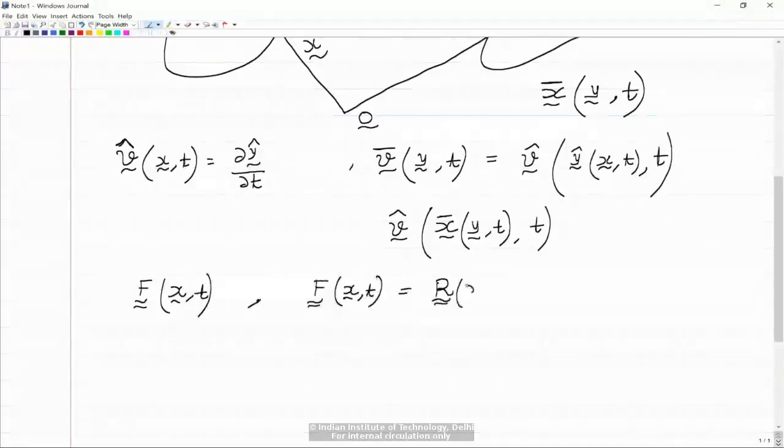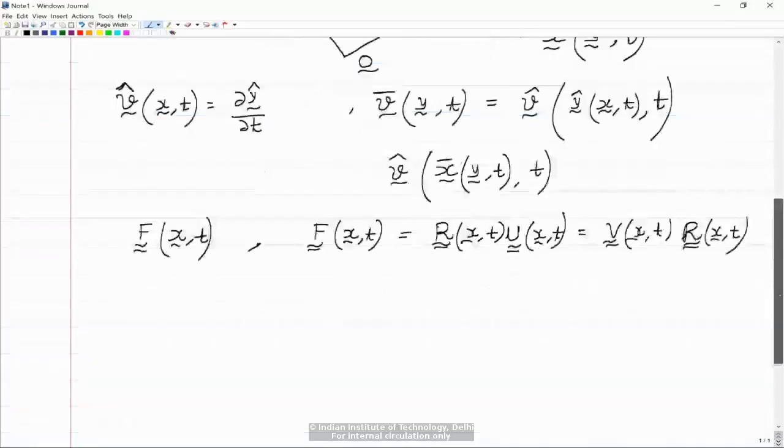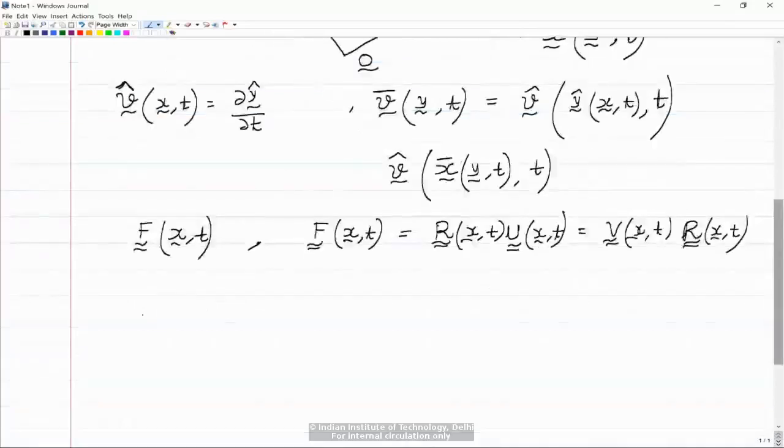Okay, so R being a function of both x and time, times U being a function of both x and time. Likewise for the other decomposition, V being a function of both x and time, and R, which is a function of both x and time. So all the quantities are now functions of time. Even the lambda, the stretch, which we said is a function of x and the direction of the line element N x, is now also a function of time.